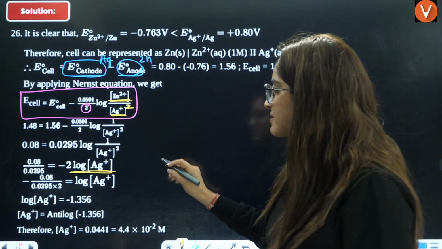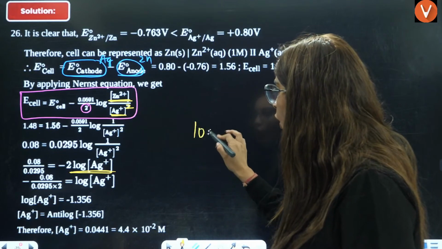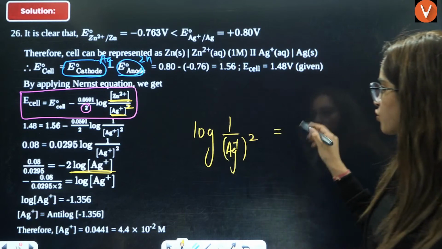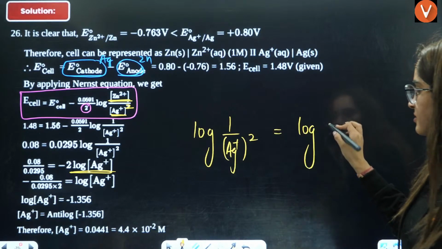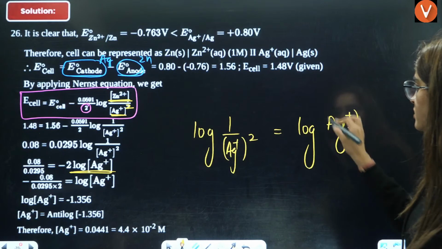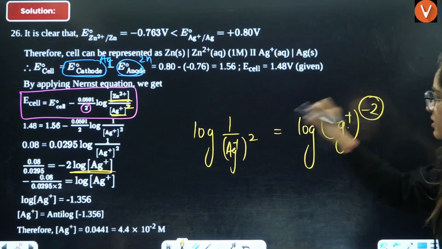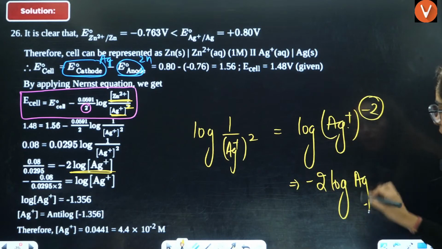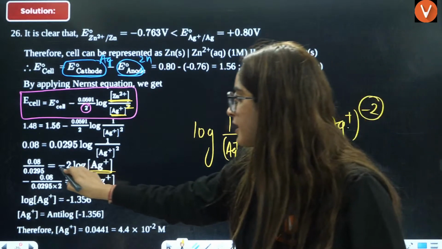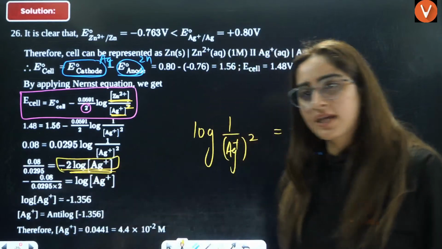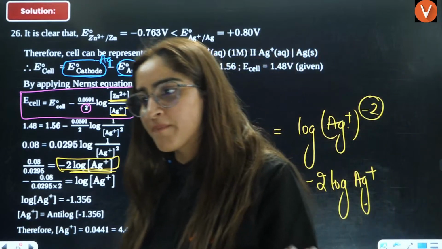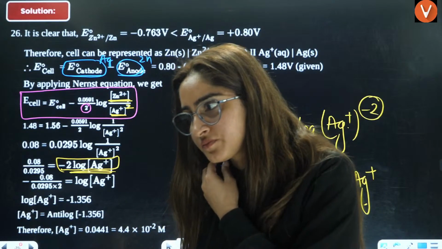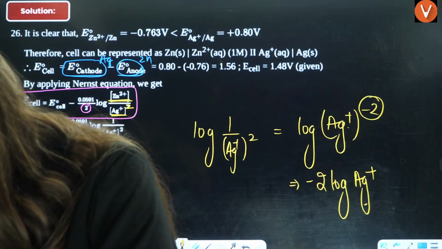Right. So basically what you have to understand is that log of 1 by Ag positive squared equals, this is the important part here, log of Ag positive raised to the power minus 2. This minus 2 will come to the front, so it will be minus 2 log of Ag positive. This is what they have written here, minus 2 log of Ag. Okay, the rest of the things are simple calculations only. Right? Okay, understood?